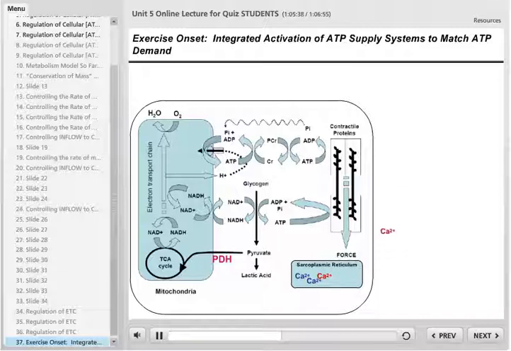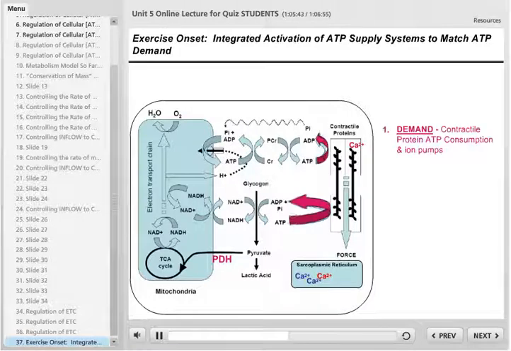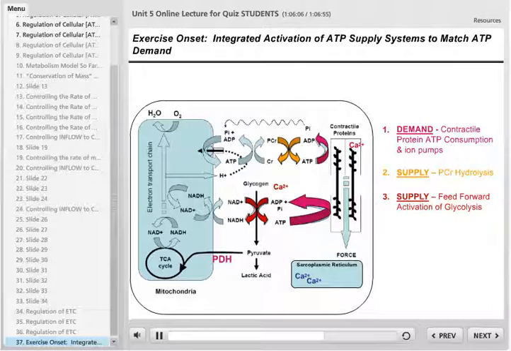And so with calcium, which acts to increase ATP consumption, shown here, supply through phosphocreatine hydrolysis can increase right away, as we've discussed. Calcium activation can also play a role in glycolysis. That means that's part of what can increase glycolysis and glycolytic feed-forward activation.